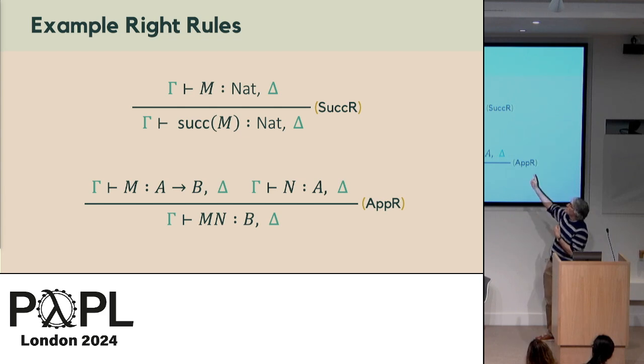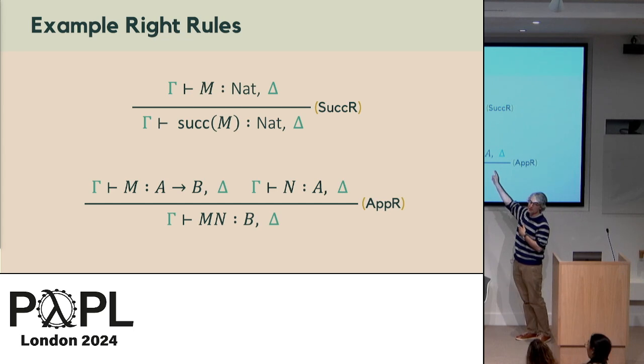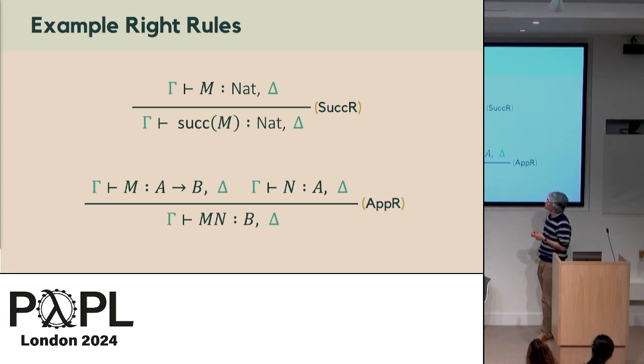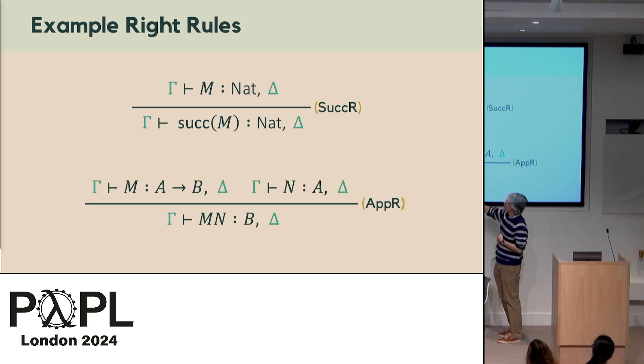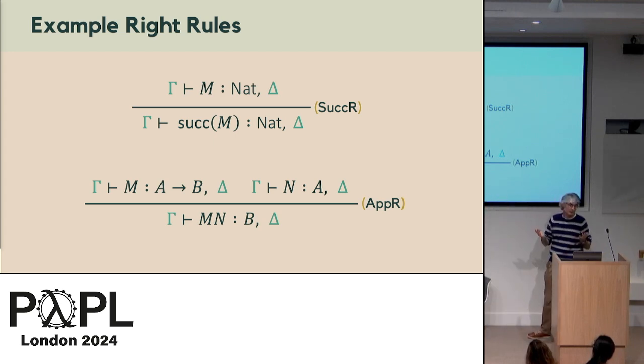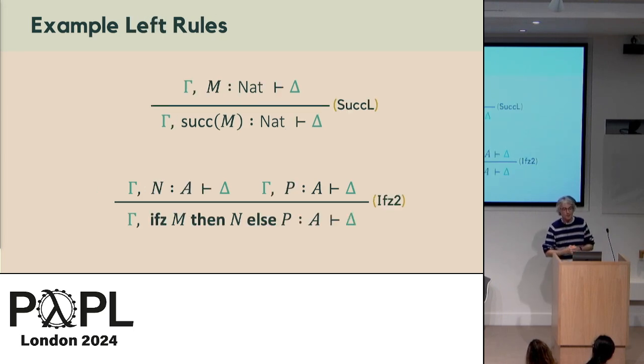So, for example, for the successor on the right, if we want to prove that the successor of m is a nat, then one way to do that is to prove that m is a nat. The usual application rule: if we want to prove that some application m n is a b, then we can prove that m is a function from a to b, and prove that n is an a. So, just as normal. But more interestingly, we have left rules.